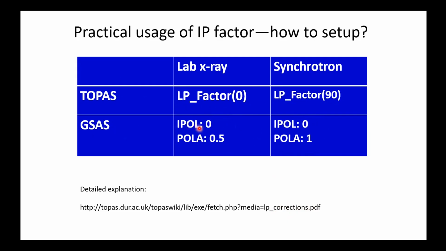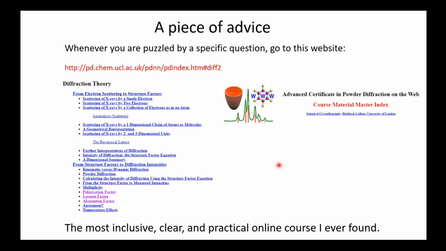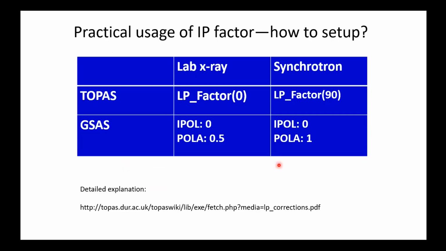Okay, and IPOL in GSAS simply means the type of function. So this is the type 0 function that is used to treat this LP factor, and this is the parameter that should be used when you are dealing with the lab X-ray. And this is the parameter used when you're dealing with synchrotron. If you input the parameter not in the correct way, then you will have trouble fitting the data. So I think this also has some relevance to the quality of your fitting, also the success of your fitting, right? Okay, that's pretty much what I want to say about the LP factor. Are there any questions before we move on?